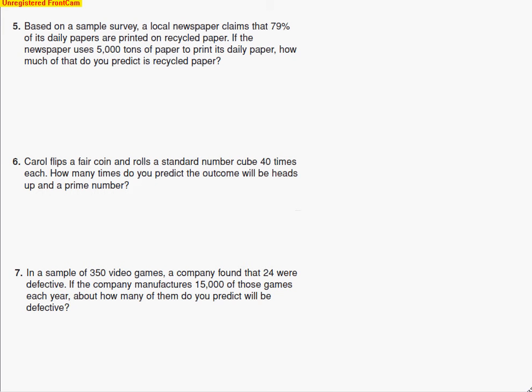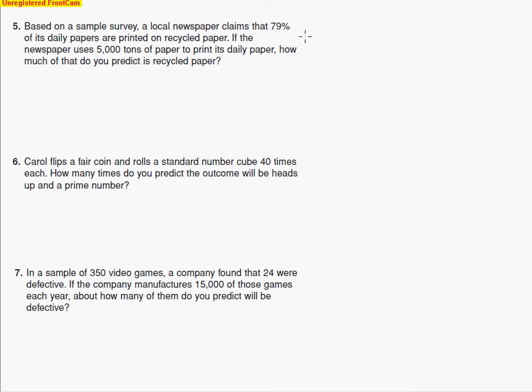This is the second half of Lesson 7 from Chapter 8, Making Predictions. Let's take a look at number 5 here. Based on a sample survey, a local newspaper claims 79% of the daily papers are printed on recycled paper. And if the newspaper uses 5,000 tons of paper to print its daily paper, how much of that do you predict is recycled? Well, 79%.